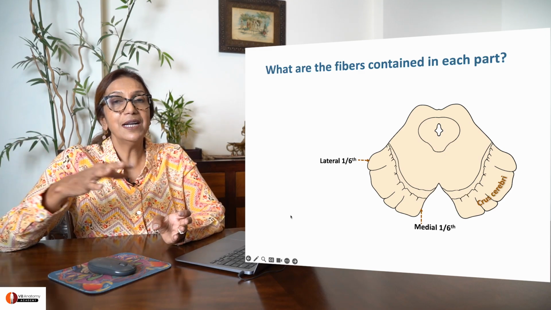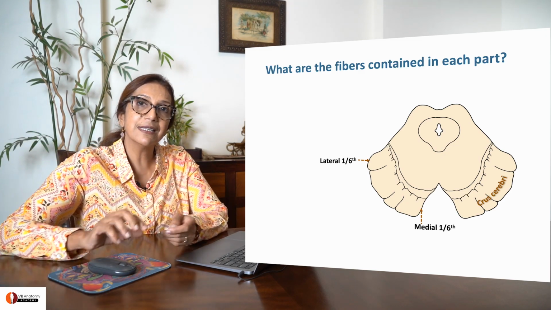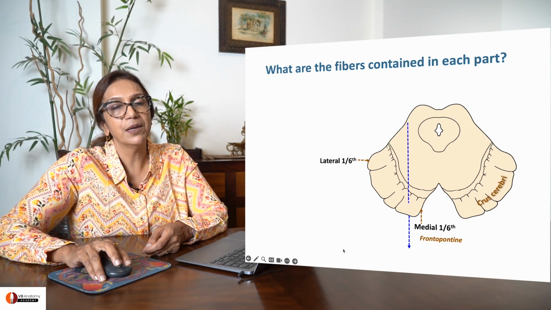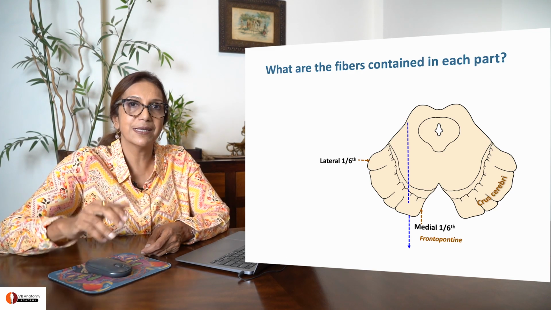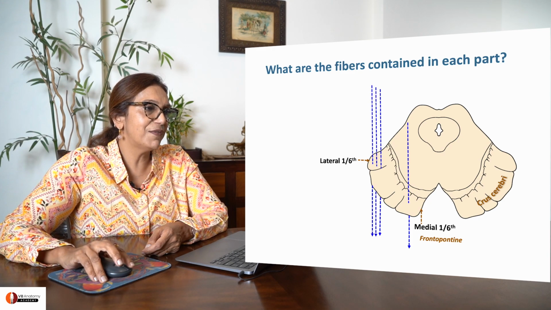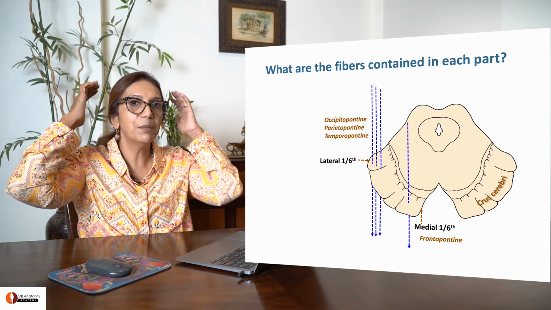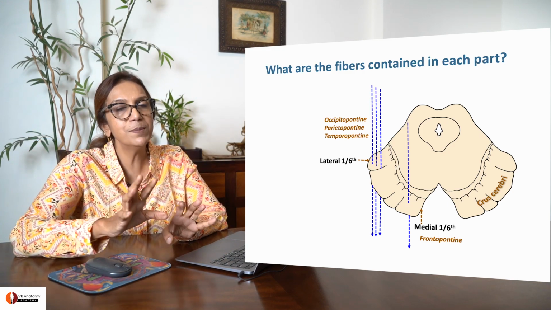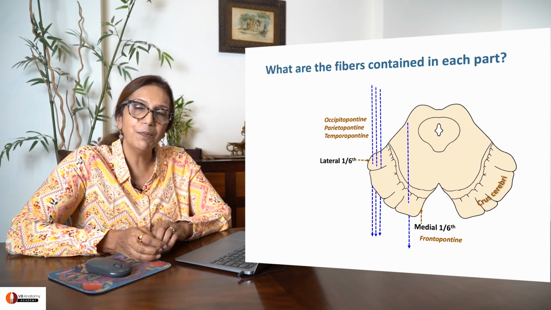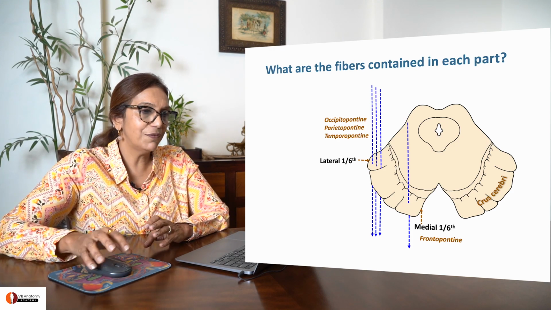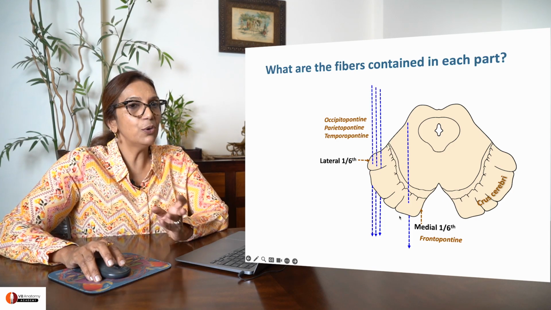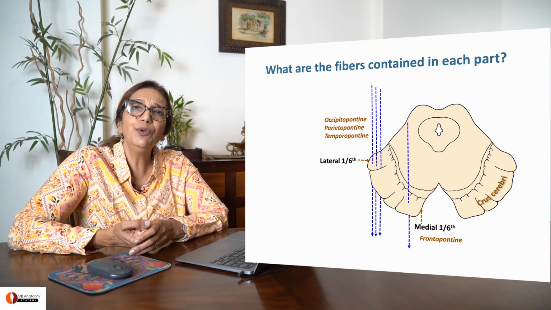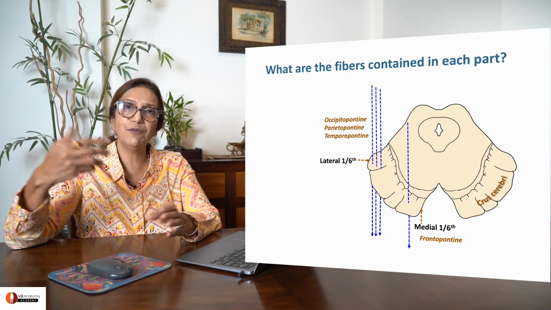So, what are the fibers contained in the medial 1/6 and the lateral 1/6? Let's understand. The medial 1/6 is made up of fibers which are frontopontine, going from your frontal lobe to the pons. Lateral 1/6 is made up of fibers which are occipitopontine, parietopontine, temporopontine. Basically from all four lobes of cerebral cortex, fibers are going to the pons. Frontal set of fibers are present in the medial 1/6 and all the others are present in the lateral 1/6. Clear? Why are they going to pons? What is going on? Why do all of them have to go to pons?